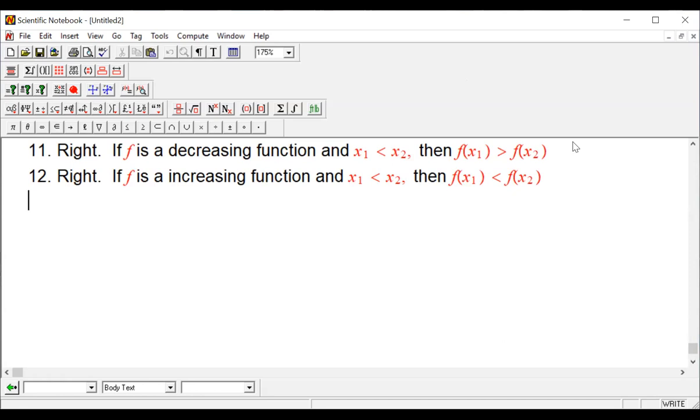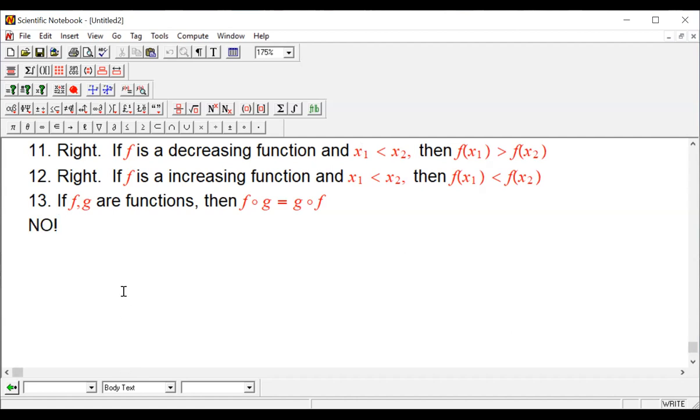Number 13. If f and g are functions, then f composite g and g composite f are the same. Is that right? Of course not. Of course not. No.